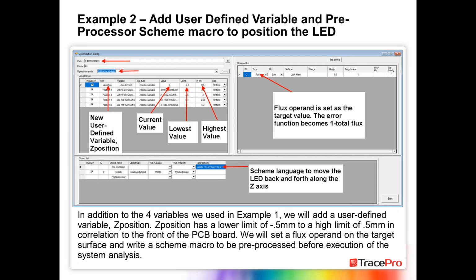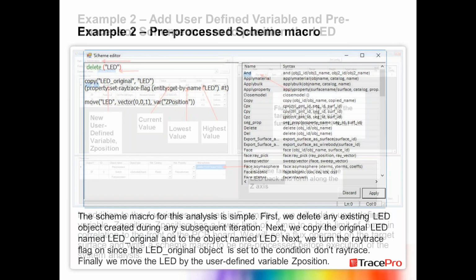To do that, I'm going to have to use the scheme language that's built into the interactive optimizer. So that's where that preprocessor object name is my after scheme command. Okay, so this gives us 5 total variables. We've got them all set up in terms of lower and higher limits, and we have an operand list. So let's get to the scheme macro language.